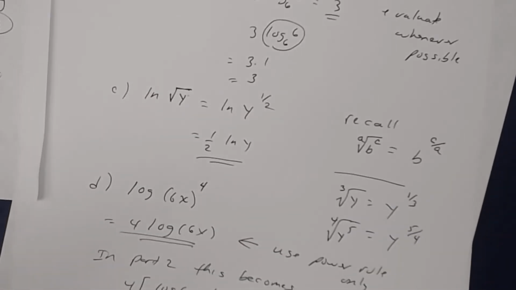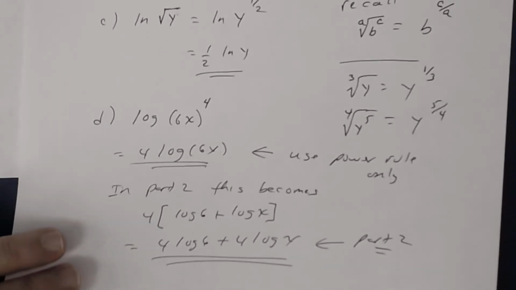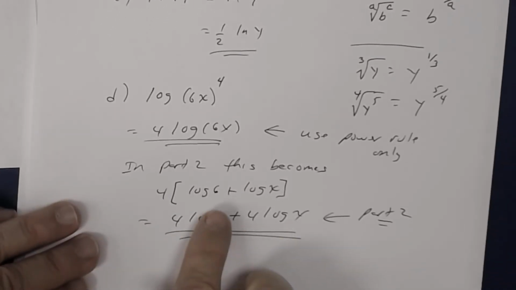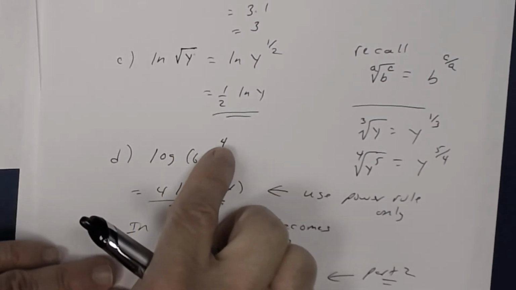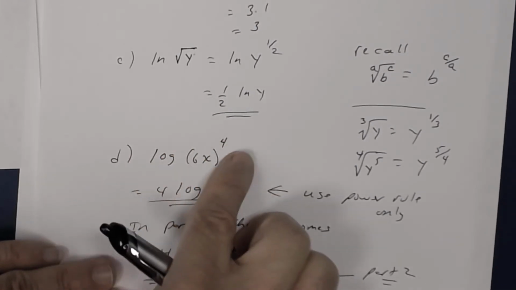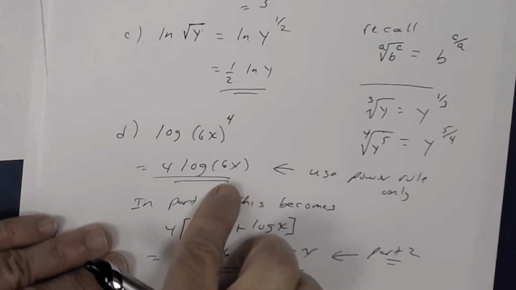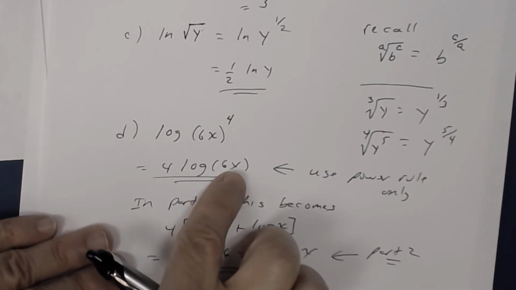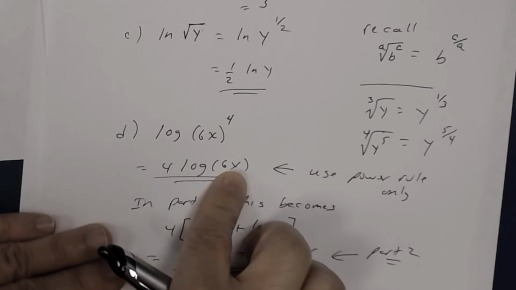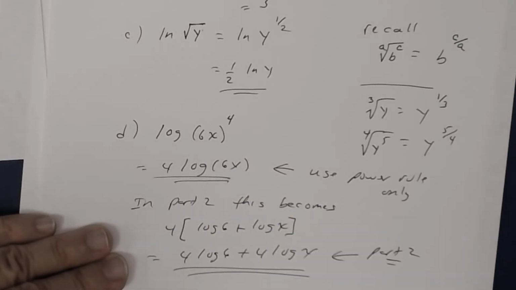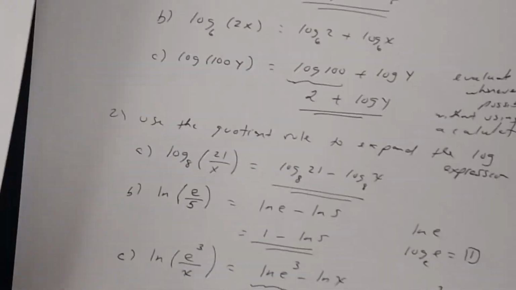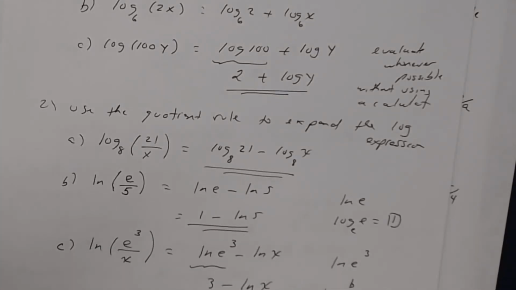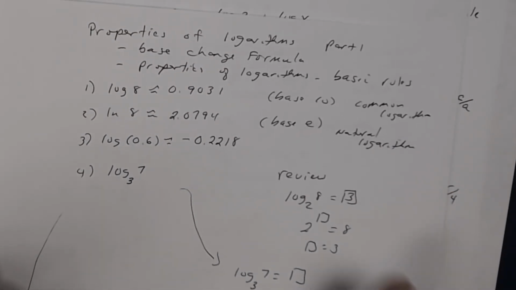Then we got to a problem where we're getting into what's going to happen in part 2. So all they wanted us to do in this problem here was use the power rule, which I did. Okay. And then we noticed that, hey, that's still a log of a product. Well, couldn't I use the product rule? Yes, you could. And that's part 2. Okay. All right. So that is the lesson for part 1.